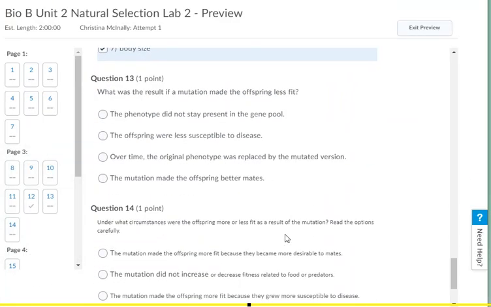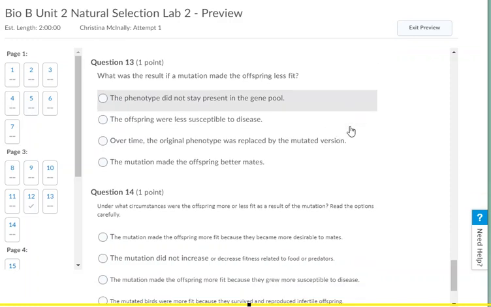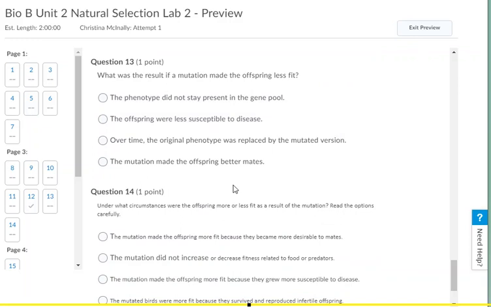All right, moving on. What is the result of a mutation that made the offspring less fit? So you have to read these questions very carefully. The phenotype did not stay present in the gene pool. The offspring were less susceptible to disease. Well, that would be more fit. Over time, the original phenotype was replaced by mutated versions. That would mean that version was more fit. The mutation made the offspring better mates. That would be more fit. So the less fit option would be this one here.